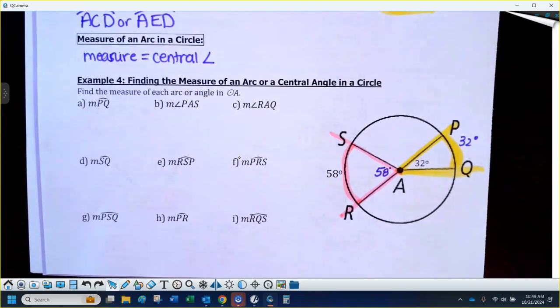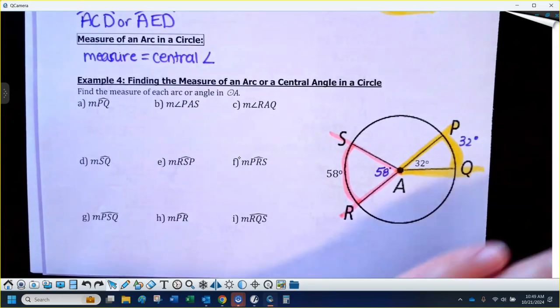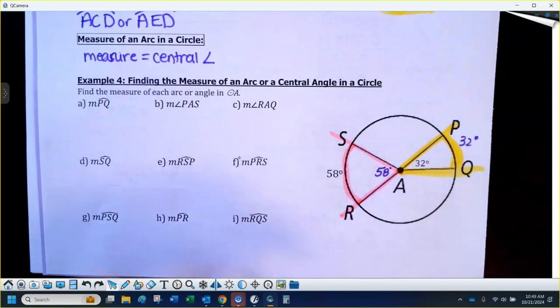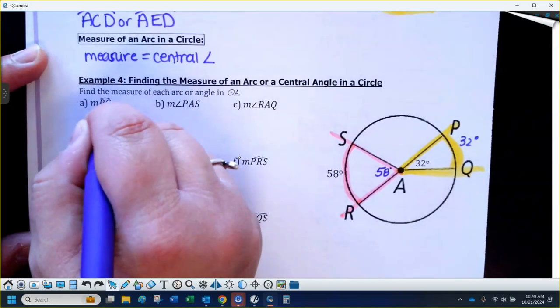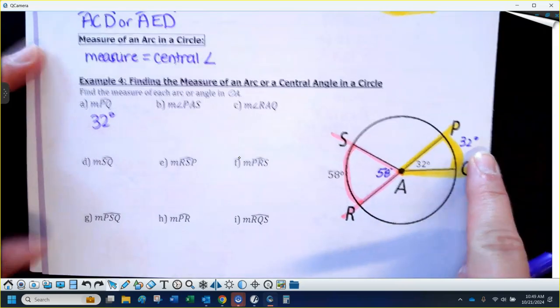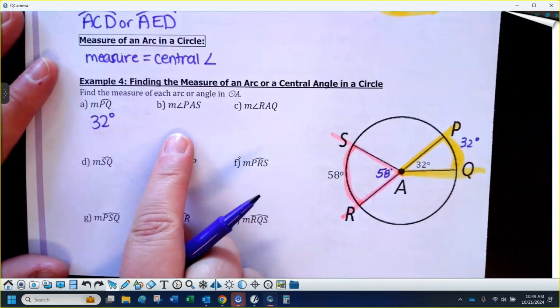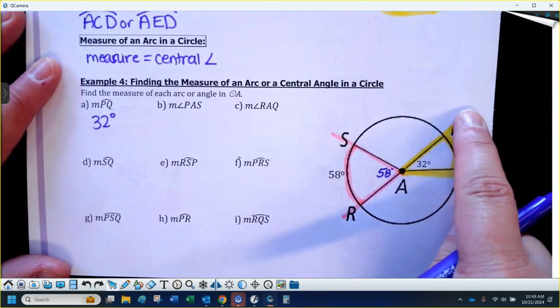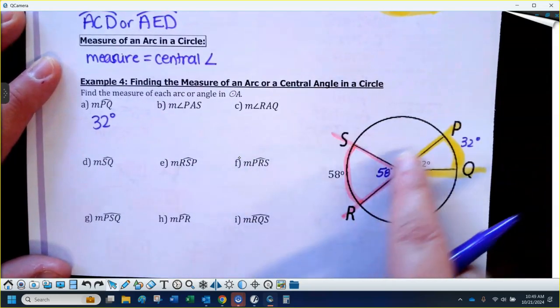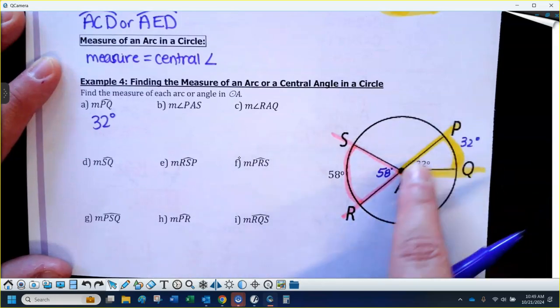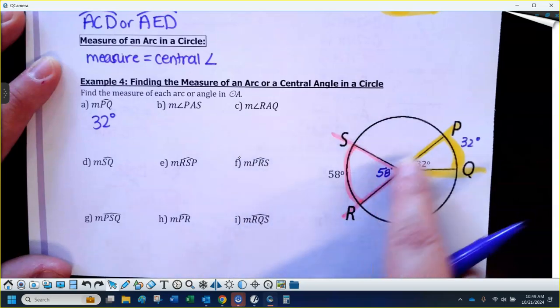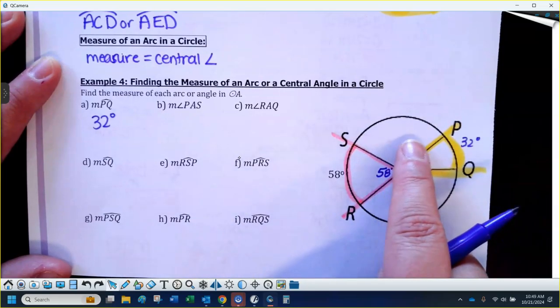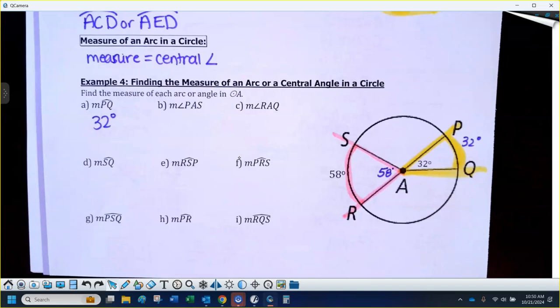Let me ask you a question. Let me write this because we just did it: the measure of arc PQ matches the central angle, 32 degrees. The next question asks you for the angle PAS. Anybody know how I could figure out the angle measure here for PAS? It's right here. How could I figure out what that angle measures? There's a couple ways you could do it.